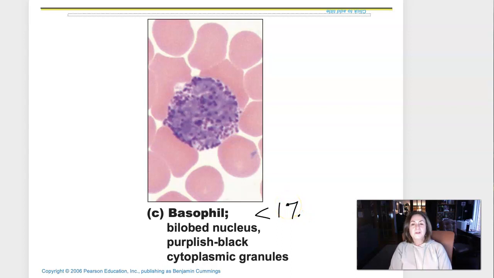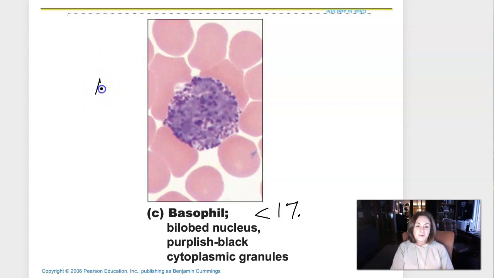The basophil secretes heparin and histamine. Heparin is a substance that prevents clotting within an unbroken vessel, so it keeps our blood fluid. And histamine, you've probably heard of antihistamines. A histamine would be a chemical messenger that's calling more white blood cells into an area.